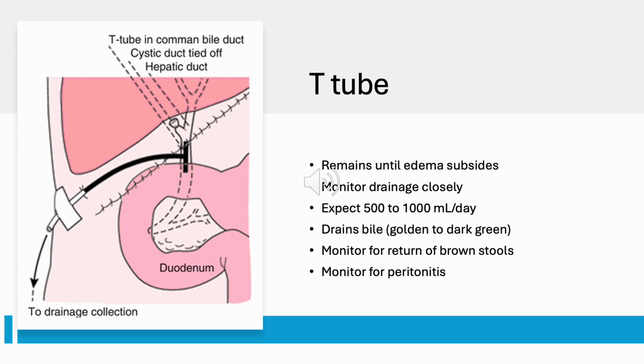You need to monitor the drainage closely and make sure that the T-tube is not kinked in any way because it can easily get kinked when the patient is sleeping, etc. Expect about 500 to 1,000 milliliters per day. It drains bile, so that color is golden to dark green. Monitor for the return of brown stools and monitor for peritonitis. Remember peritonitis, I talked about it in the renal lecture when I talked about peritoneal dialysis. So you're looking for a high white count, a board-like abdomen, and guarding because it's very painful.